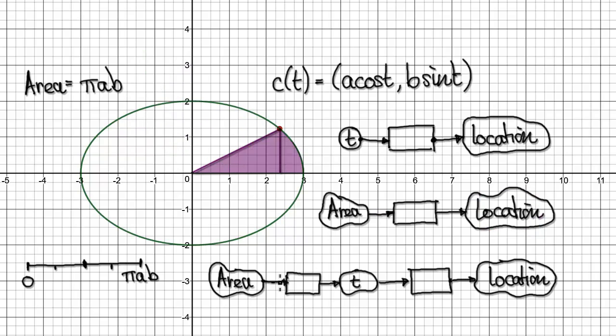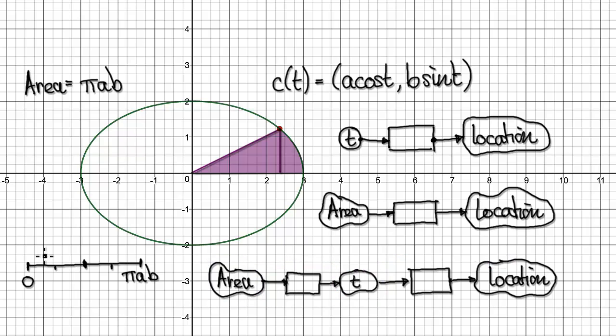So the idea is that we would input an area, and then we would translate it into an angle, and then an angle would then give us the location. So this is our plan. But ultimately, we want to just input an area, and then it will spit out a location. But what's actually happening is that you input an area, and then it would work out the angle, and then from the angle it would give you the location.